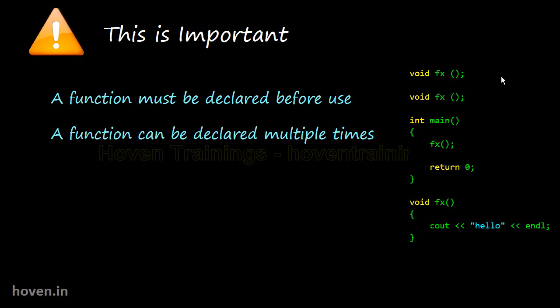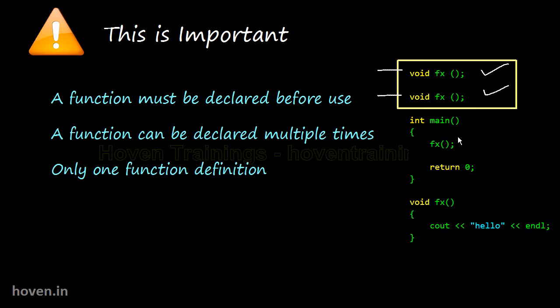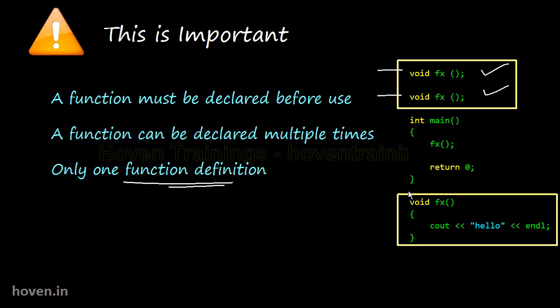Let us see this code. Here, more than one declaration, two declarations, are there. A function can be declared more than once. This code will compile without errors. But only one function definition is allowed. More than one definition with the same signature will cause linker errors. Only one definition is allowed.